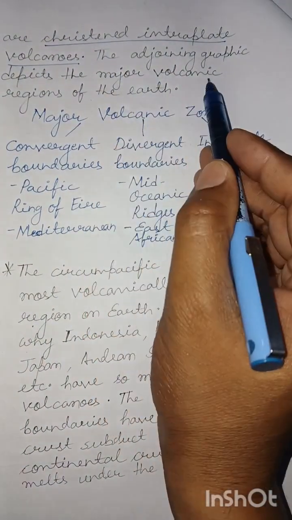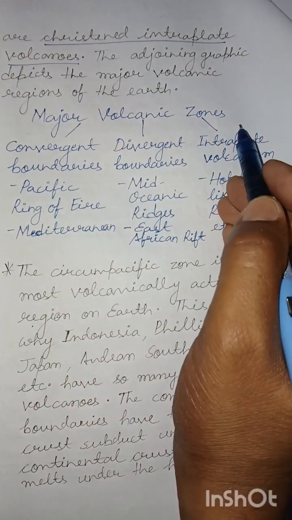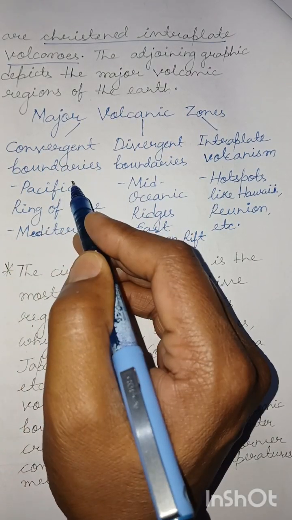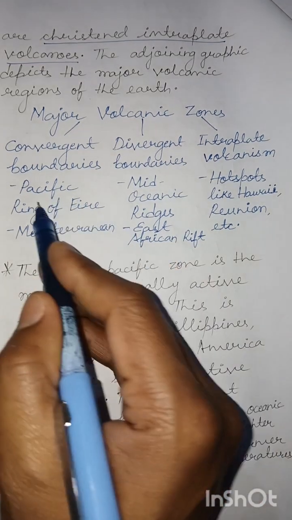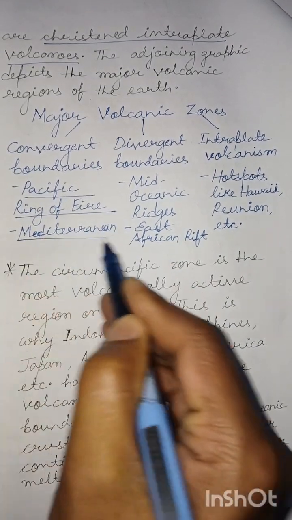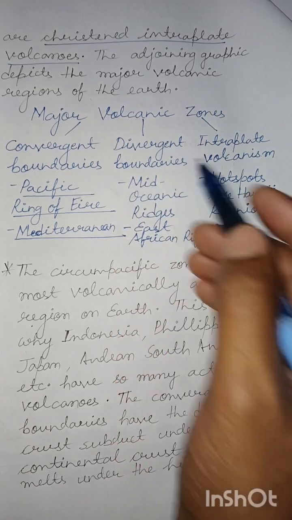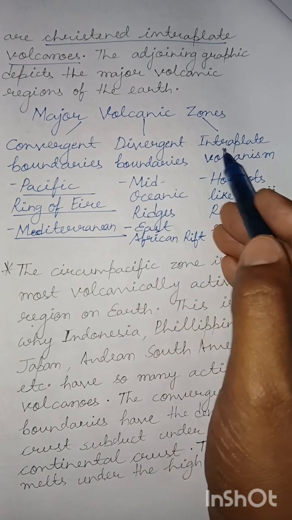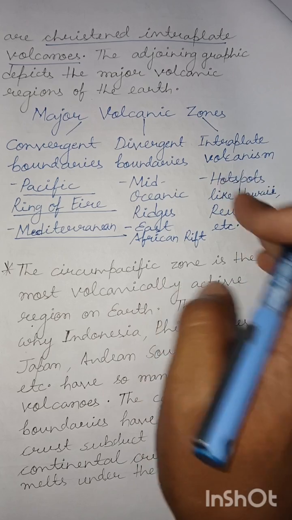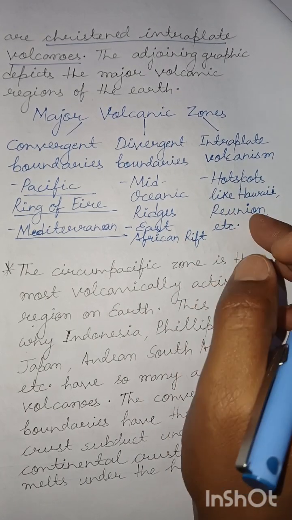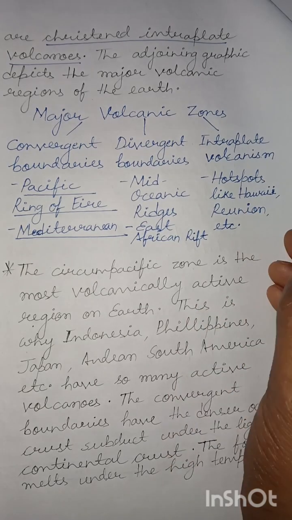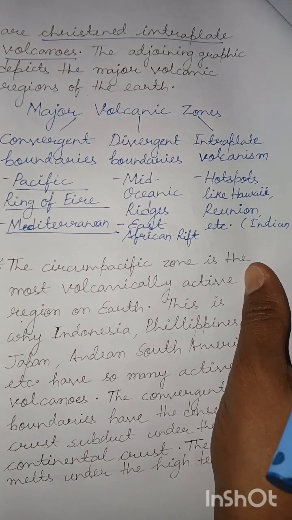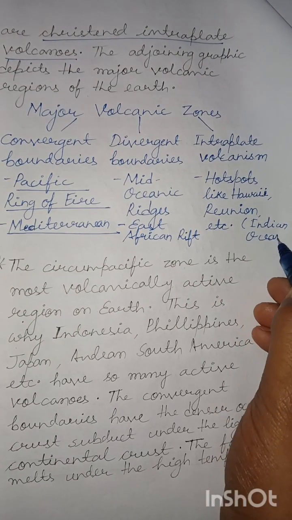The adjoining graphic depicts the major volcanic regions of the earth. What are the major volcanic zones in the earth? As we have just discussed, they are first convergent boundaries and associated volcanism, whose examples are the Pacific Ring of Fire and the Mediterranean zone. Then come the divergent boundaries and associated volcanoes, whose examples are the mid-oceanic ridges and the East African rift. Then come the intraplate volcanoes, which are often called hotspots, and some examples of hotspots are the Hawaii Islands and Reunion, which is situated in the Indian Ocean.